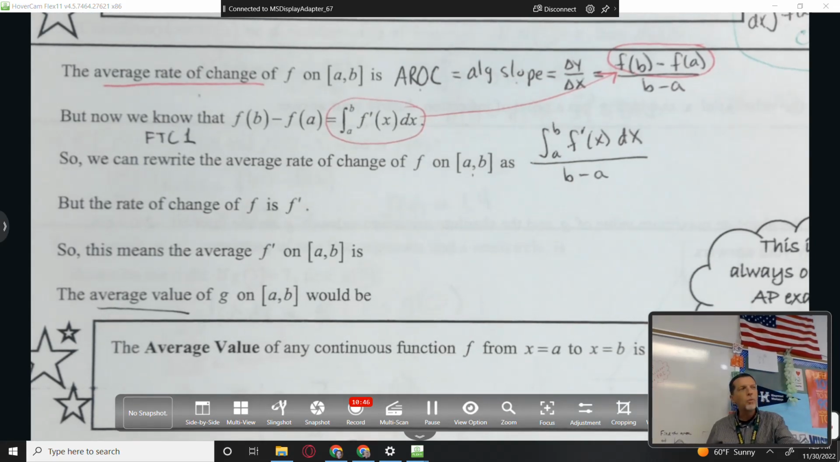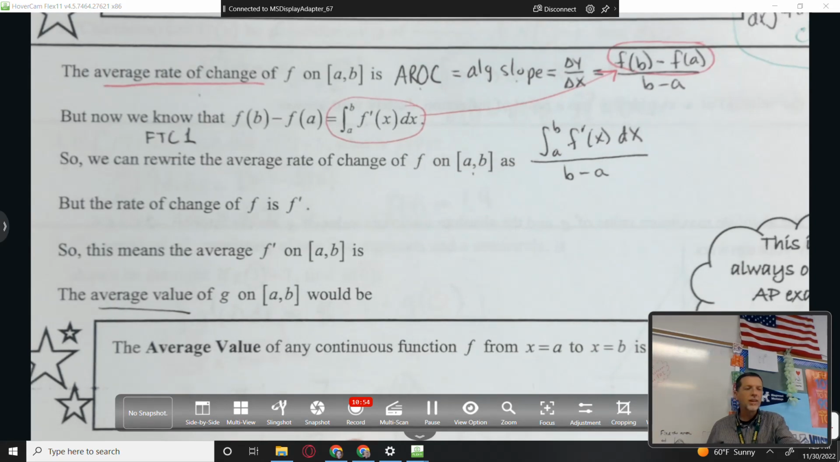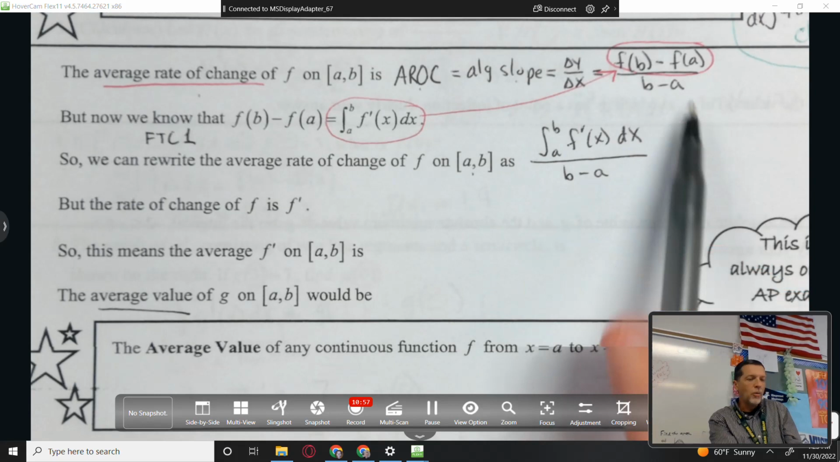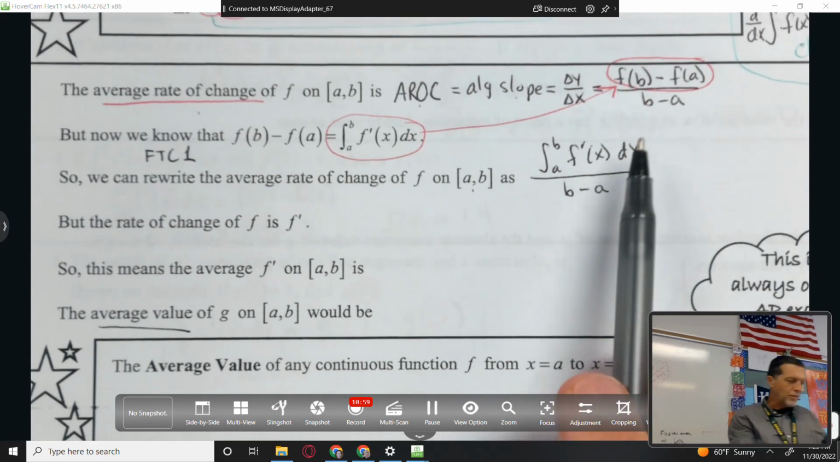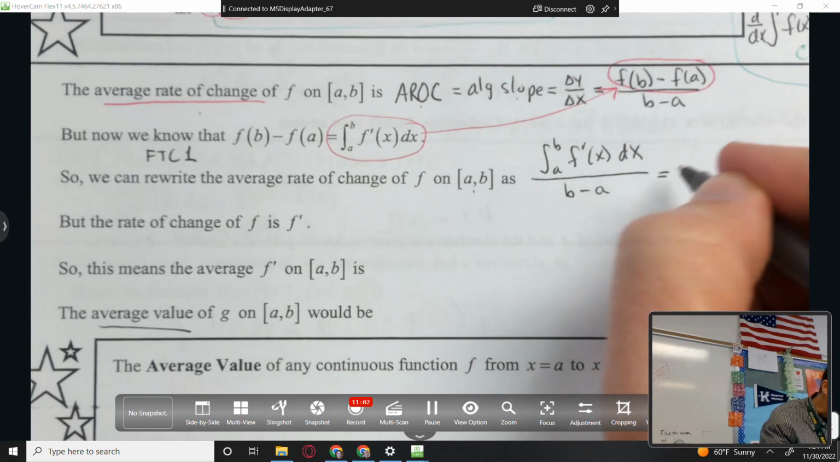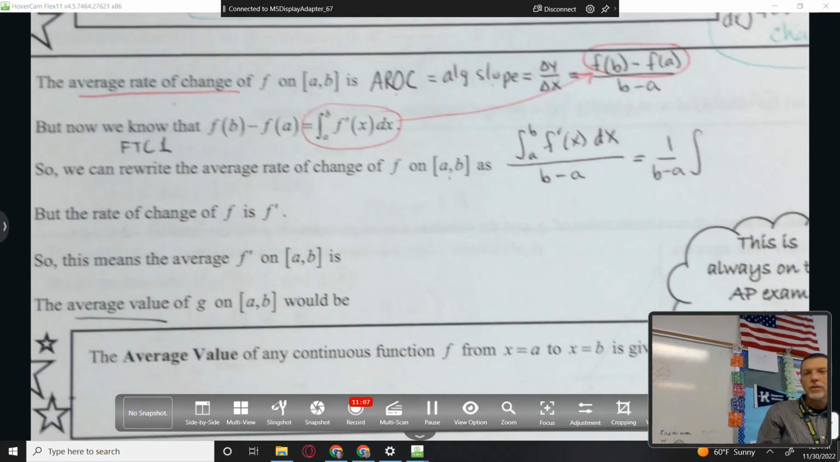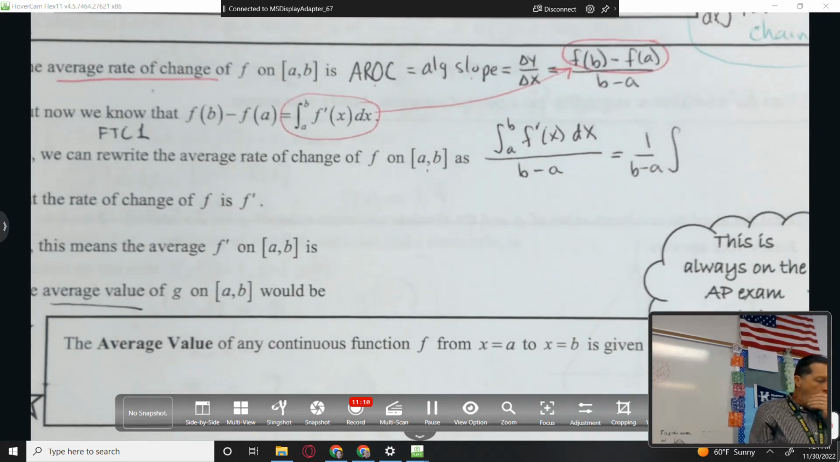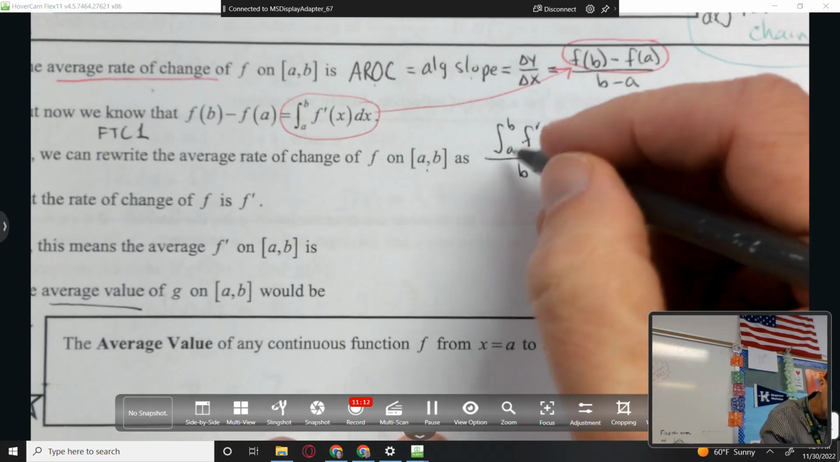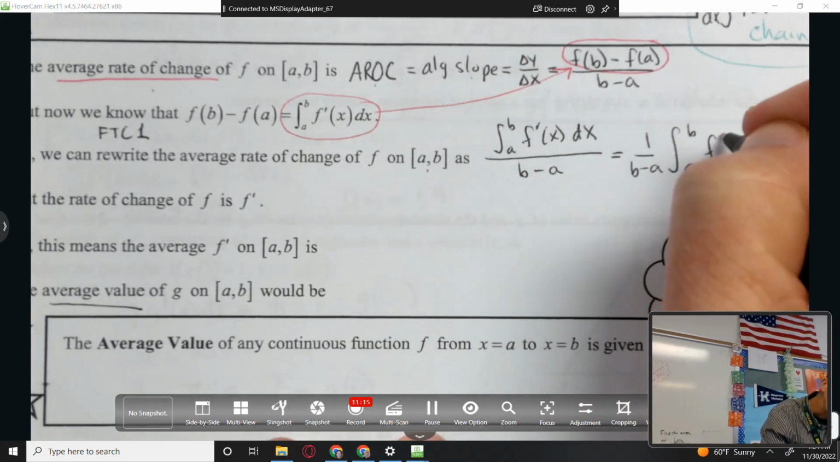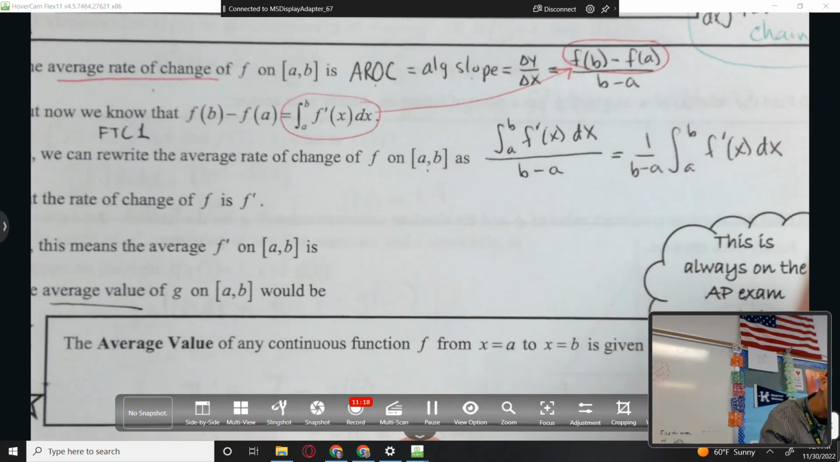And you should be thinking, why in the world would we do that? Because you just made it way more complicated. Because math. Because math is a good enough answer. If you had f of b minus f of a, what are you messing with f prime? Well, hang in there. And we usually end up putting it like this, 1 over b minus a times the integral from a to b of f prime of x dx. I'm assuming this has to do with the average value.